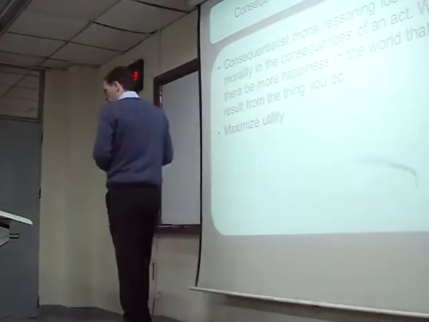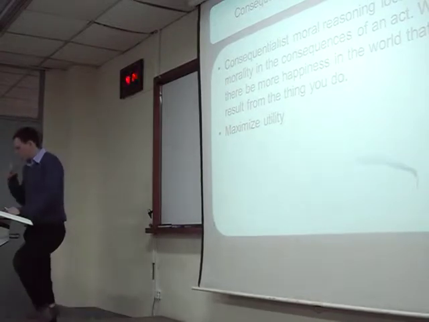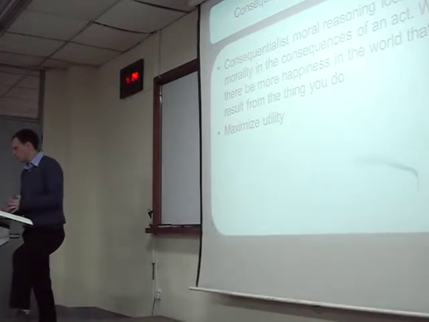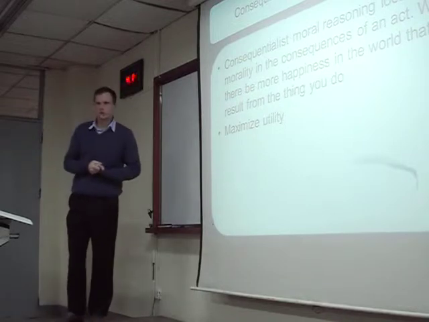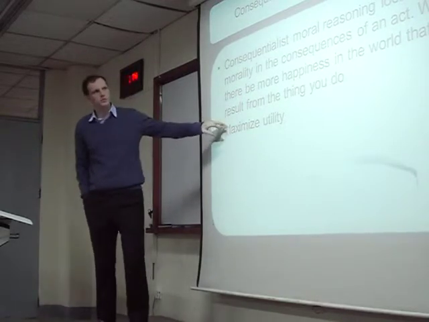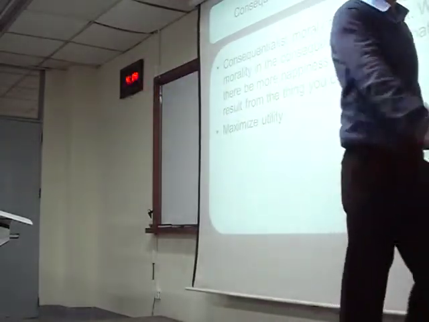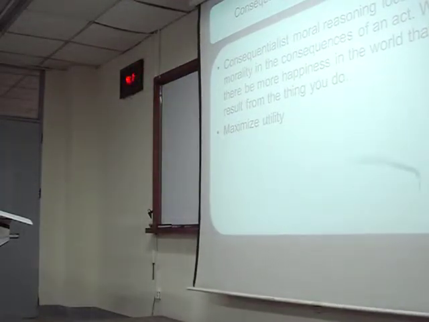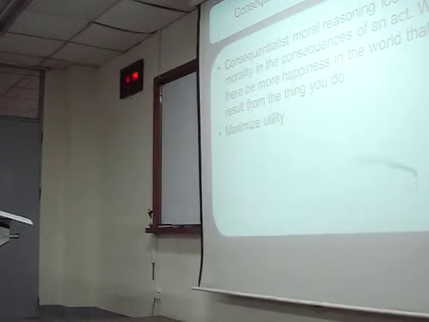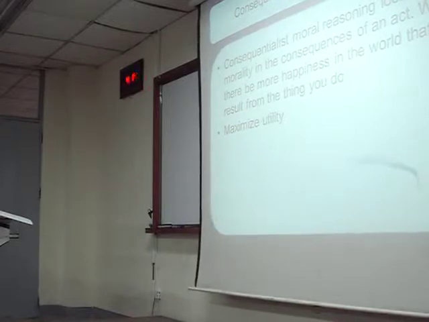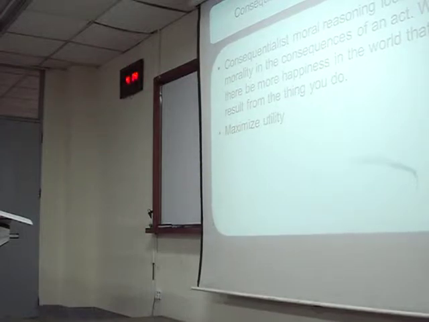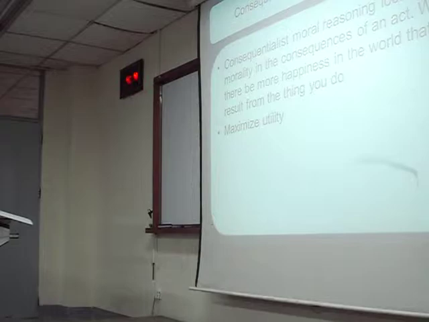Consequentialists, so consequence is result. Consequentialist moral reasoning locates morality in the consequences of an act. So it's asking, will there be more happiness in the world that will result from the thing you do? If we think about that, we are going to push the fat man off the bridge, because the consequences are that one person dies instead of five people. We're not thinking about their rights or murder, we're just thinking about what will create more happiness in the world. Their families and people will be happier because they didn't die.